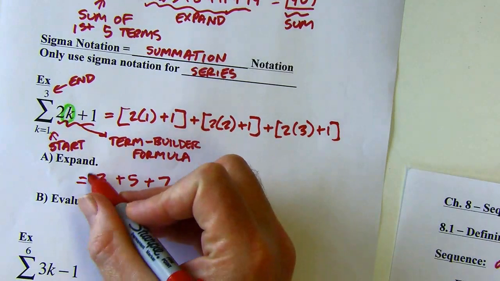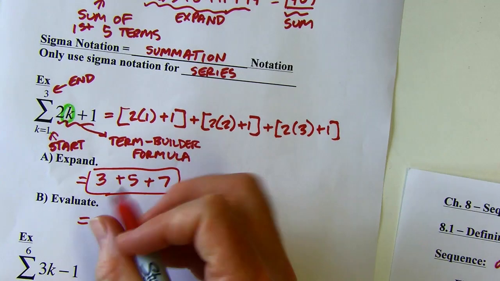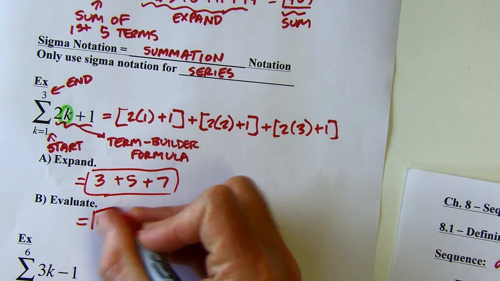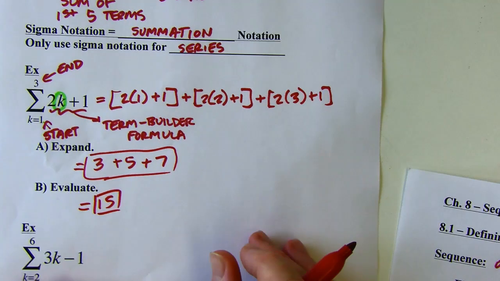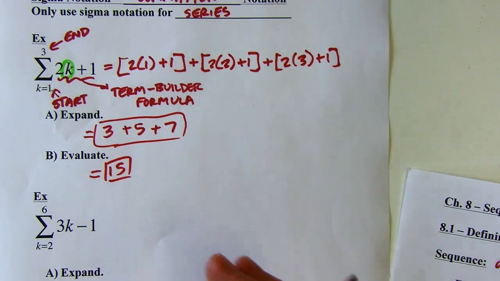So this is my expansion here. And then evaluating it, I just do the math. So 8 plus 7, 15. There's my actual sum. Okay, I've evaluated that sequence. Okay, a series, I should say.